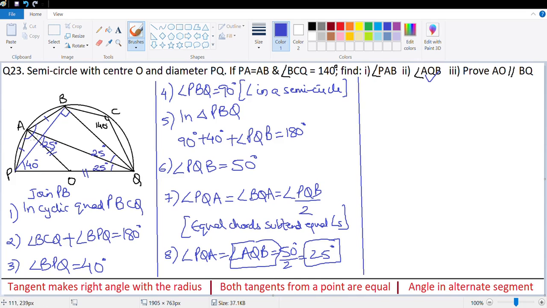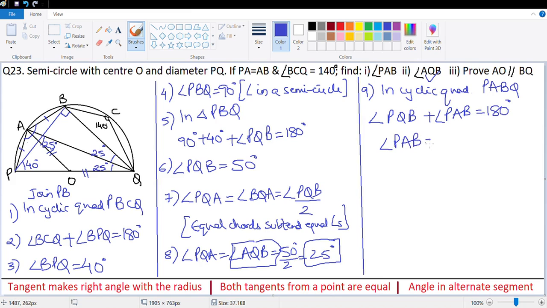I still need to find these two angles. Let's look at the cyclic quadrilateral PABQ. Now that we've got this angle. So point number 9, in cyclic quadrilateral PABQ, angle PQB plus angle PAB is equal to 180 degree, which means angle PAB is equal to 180 degree minus 50 degree is equal to 130 degree. So we've got angle PAB as well.